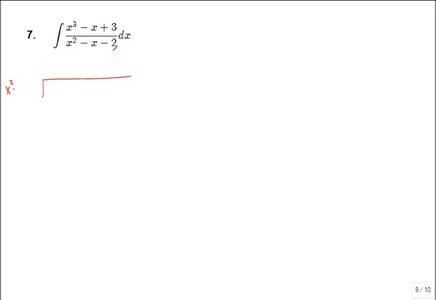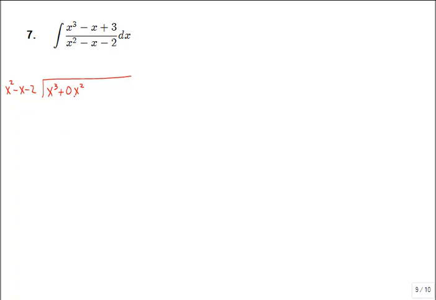So we need x squared minus x minus 2 out front, and we need this numerator underneath our division bar. Notice that there's no x squared term here, so I want to hold its place by giving it a coefficient of 0 because I might need an x squared term when I do my long division.